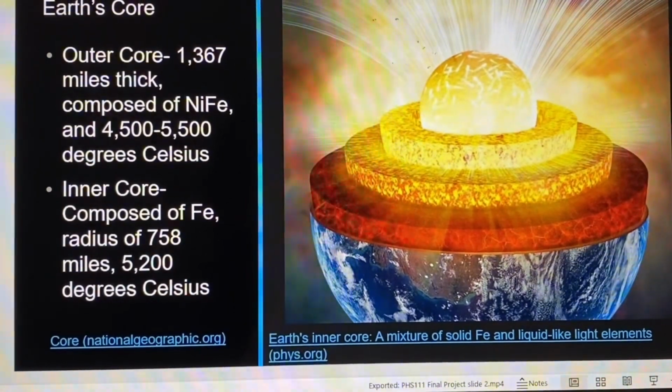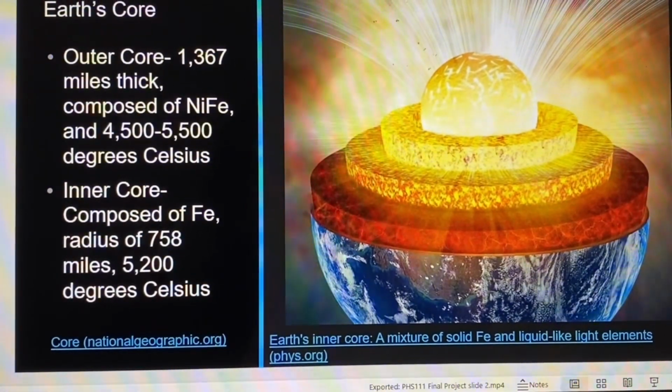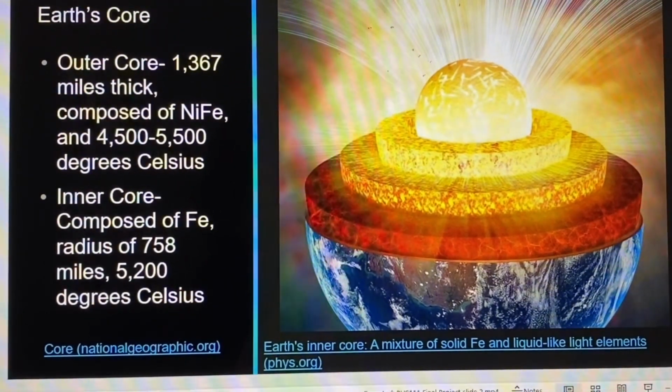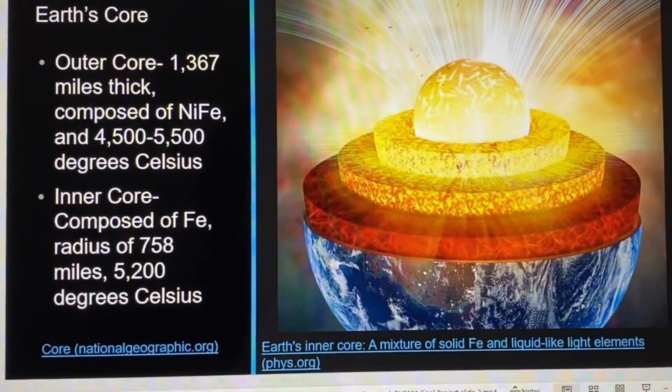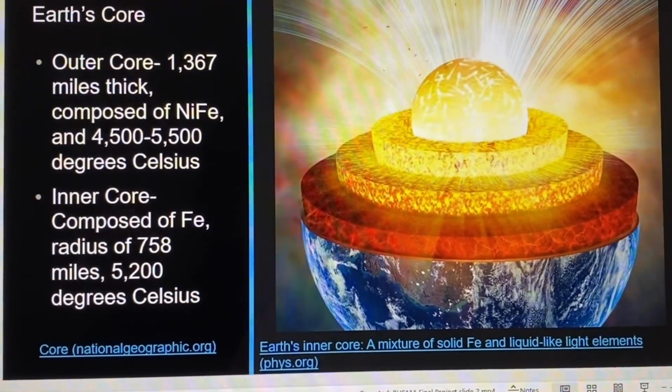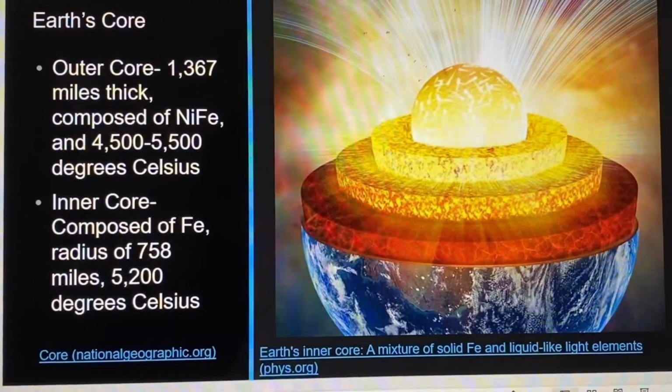The inner core also rotates eastward, a little faster than the surface, making an extra rotation every 1,000 years. The iron crystals inside the inner core are also arranged in a hexagonal close-packed pattern.